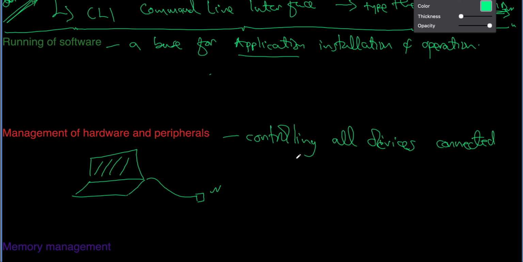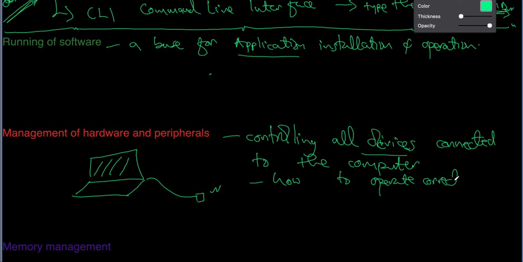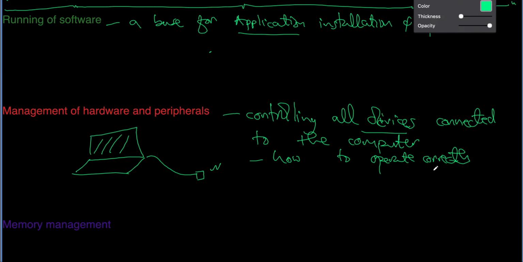So you connect something to the computer, and the part of the computer that enables that device to operate smoothly is the operating system. It's responsible for controlling all the devices connected to the computer. It tells them how to interact and how to operate correctly. So you see that the operating system is quite an essential part of the computer system.